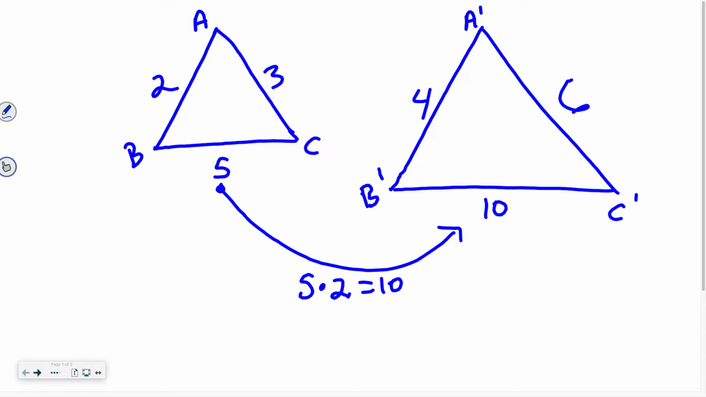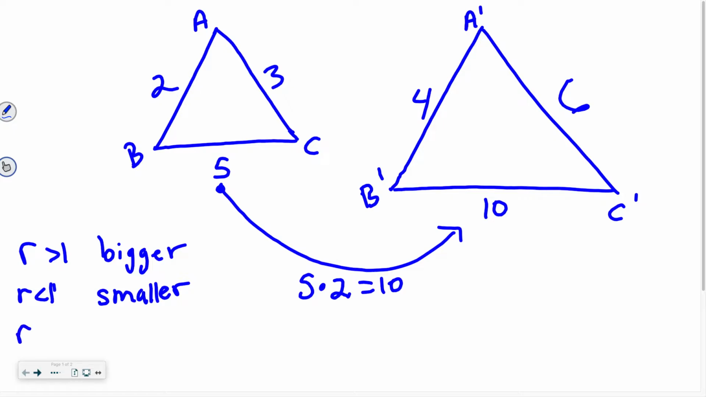So, how do I know if my picture is going to get bigger or smaller? Well, if R, the scale factor, is bigger than 1, we notice, for example, in the case of 2, our picture got bigger. If R is less than 1, what do you think is going to happen to the picture? Yeah, it's going to get smaller. If you multiply by a number that's smaller than 1, you get smaller. If you multiply by a number that's bigger than 1, you get bigger. And remember, if you multiply by 1, nothing happens. The picture is going to stay the same.